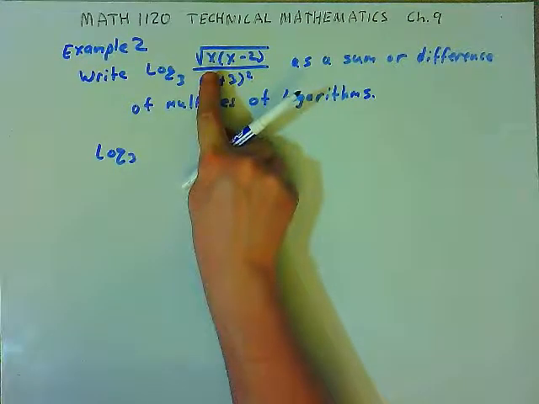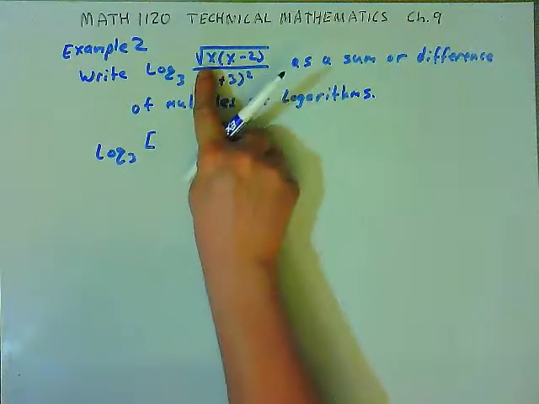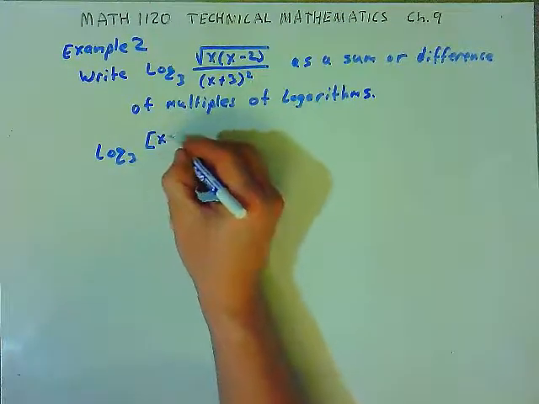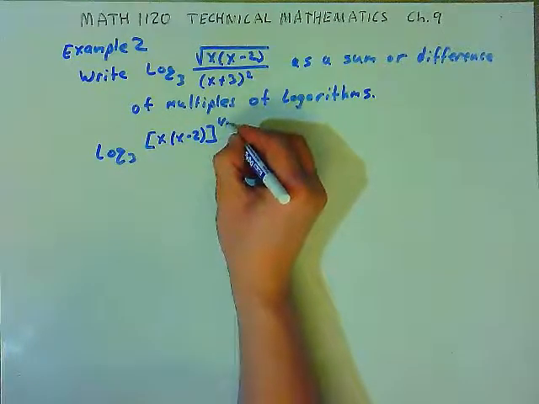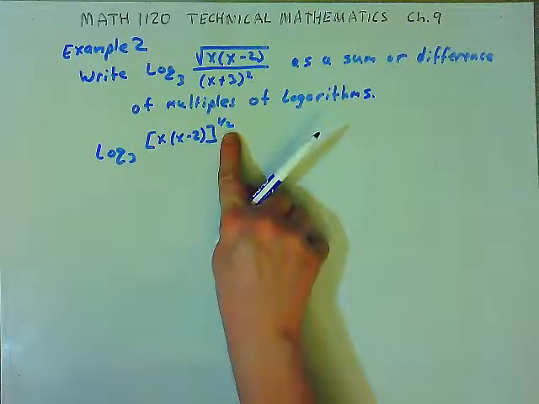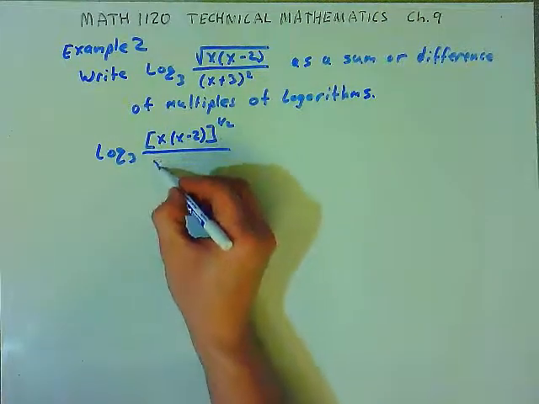is get rid of the radical. And so to do that, we need to remember that the square root is the same thing as raising all of this to the 1/2 power. Raising all of this to the 1/2 power is the same thing as the square root. And so that's what I want to do first.